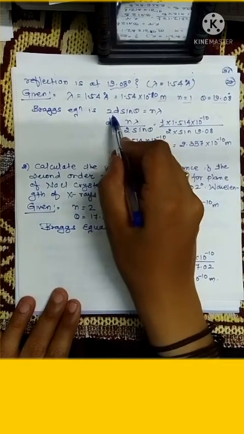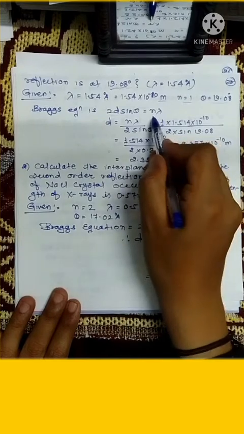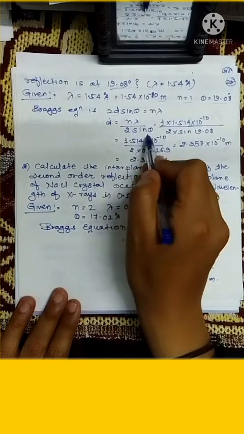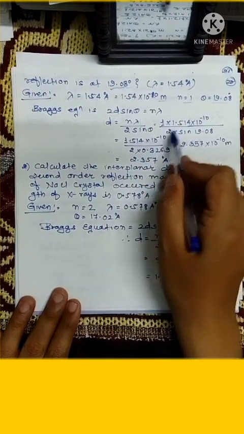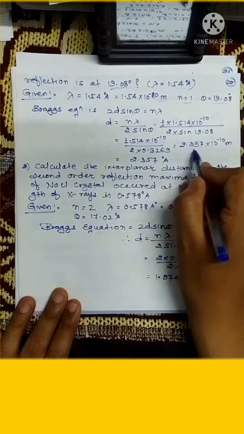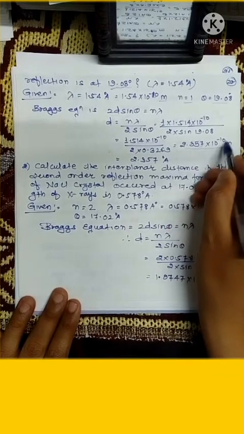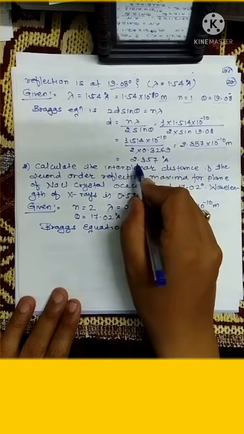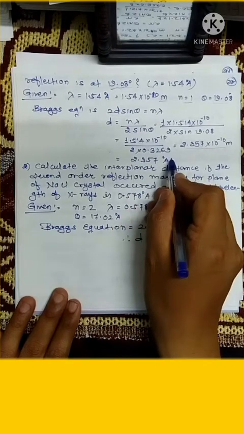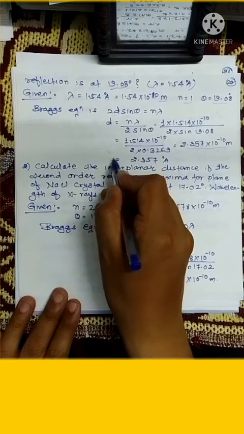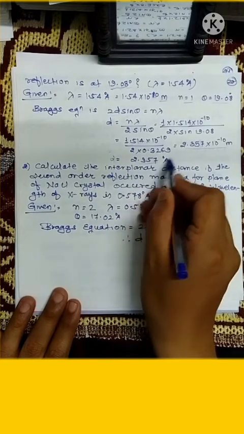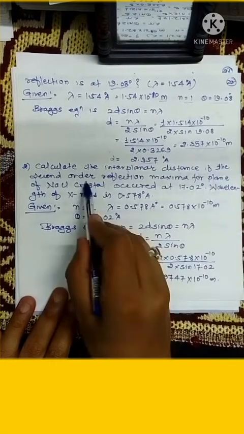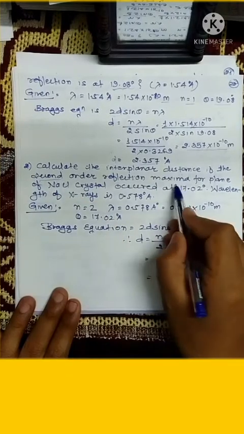The interplanar distance. So we know that Bragg equation is 2d sin theta is equal to n lambda. Rearrange this equation, so d is equal to n lambda over 2 sin theta. Put all the values, and when we solve this equation, we come up with 2.357 times 10 raised to the power minus 10 meter. Convert this into Angstrom. So we simply get 2.357 Angstrom. So the interplanar distance value comes as 2.357 Angstrom.